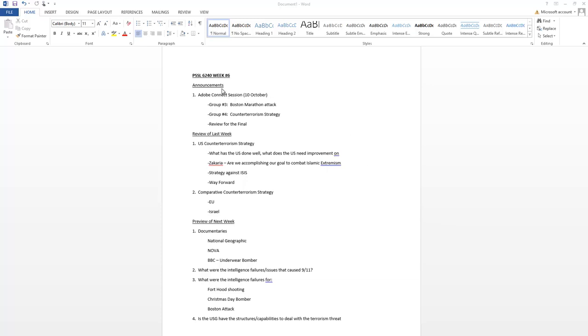So, just an announcement: the next Adobe Connect session is 10 October. We'll have 2 presentations. Please keep them to about 20-25 minutes each. Group 3 identified, you will be doing an overview of the Boston Marathon attack, and this coming week will be very important in how you do that. It's the intelligence failures that led up to the Boston Marathon attack. That will be your presentation.